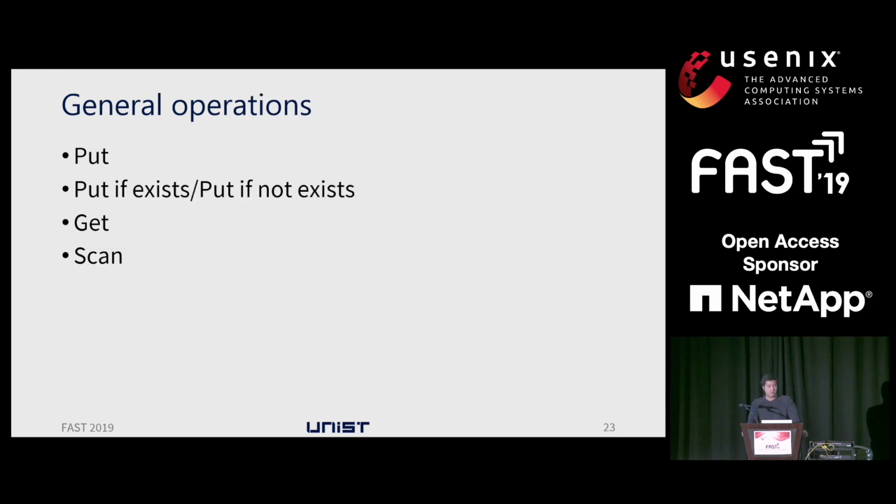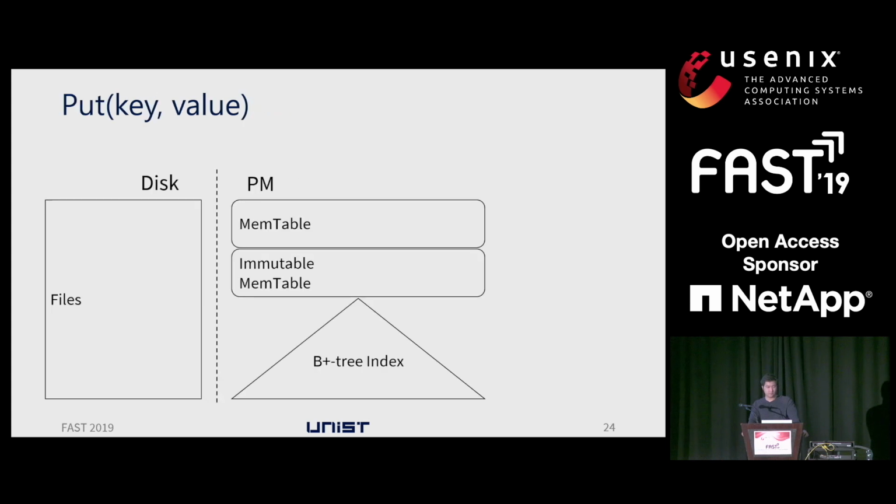Let me go over the general operations. First one is the put operation of a key-value pair. It's simply inserted into the mem table first. When the mem table gets full, those key-value pairs go to the immutable mem table, and after that they go to the disk, and the B+ tree indexes those key-value pairs.